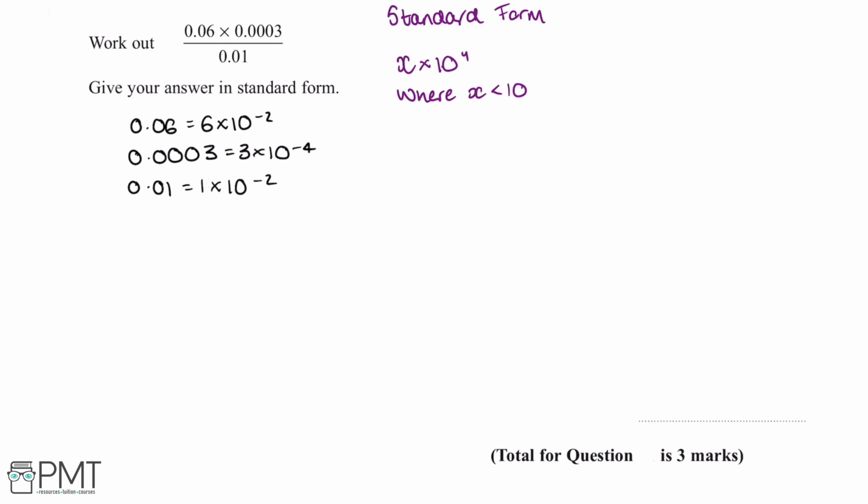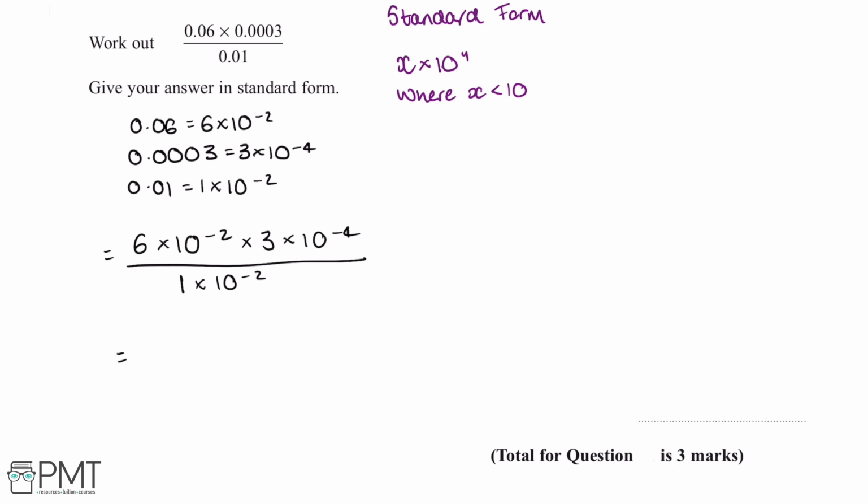So this will give us 6 times 10 to the negative 2 times by 3 times 10 to the negative 4, divided by 1 times 10 to the negative 2. So what we can do now is simplify the numerator of this fraction. We can do this by multiplying the 6 and 3 together and then multiplying this 10 to the negative 2 by the 10 to the negative 4.